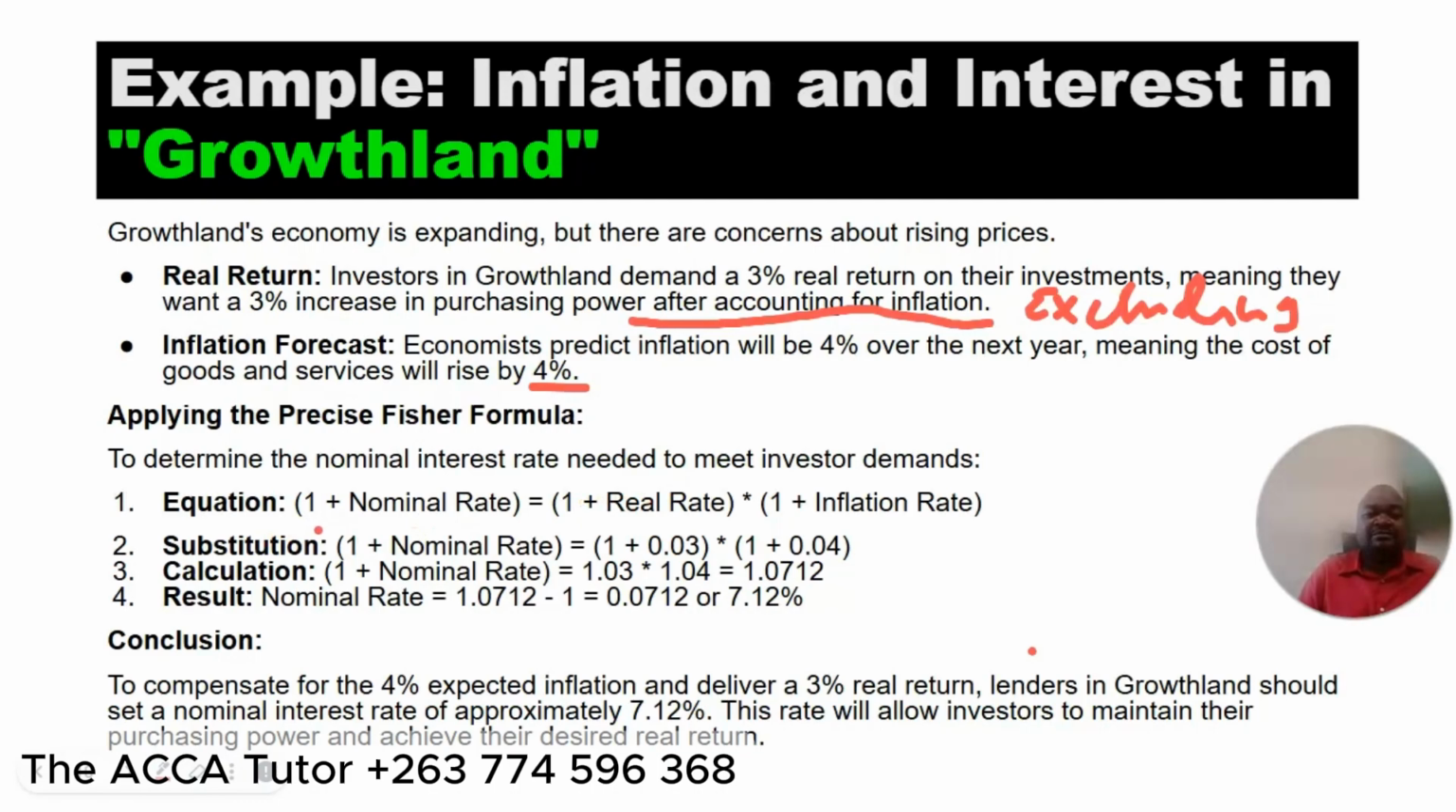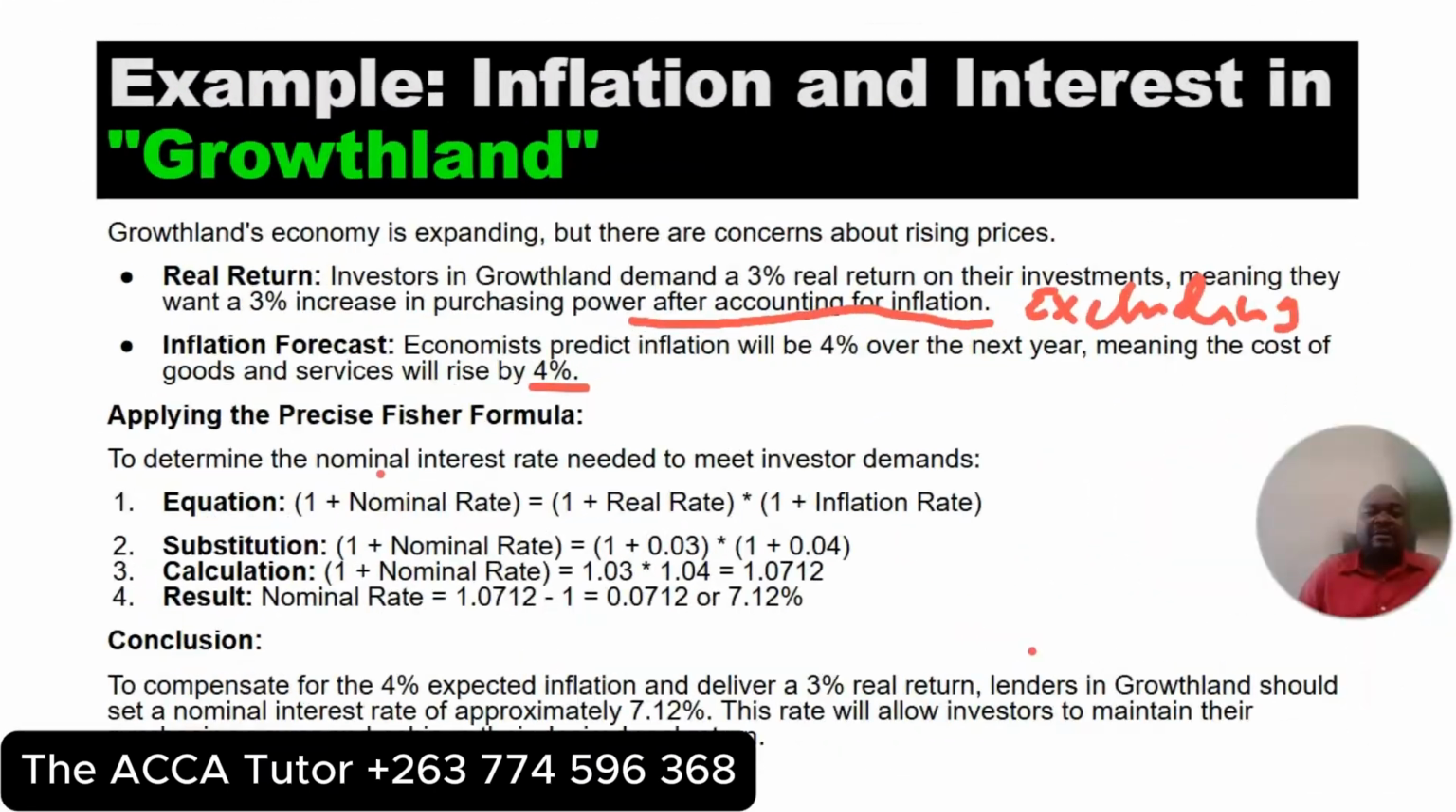The nominal interest rate is given by this formula: 1 plus nominal rate. But now, one thing I want you to understand is we want to calculate the nominal rate. We don't know this rate, but what we know is we are given the real rate and the inflation rate. So we need to make the nominal rate the subject of the formula. All right.